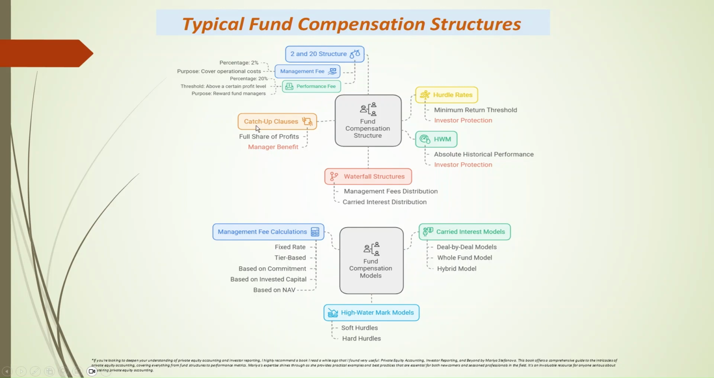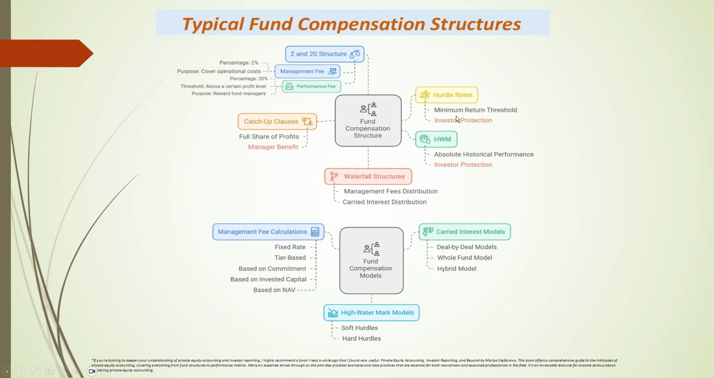And the catch-up clause. A catch-up clause allows fund managers to receive a higher percentage of profit after the hurdle rate is met until their share reaches the agreed upon carried interest percentage, typically 20%. This clause catches up the manager's compensation to what it could have been without the hurdle rate.